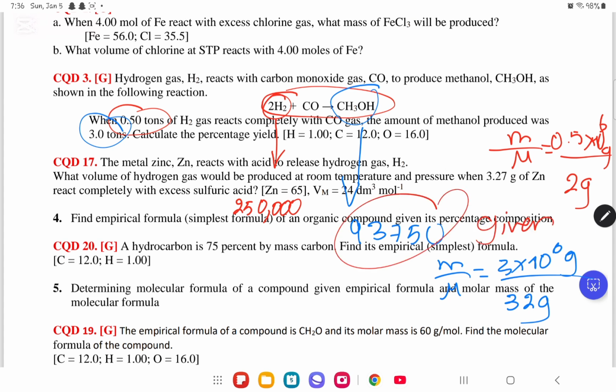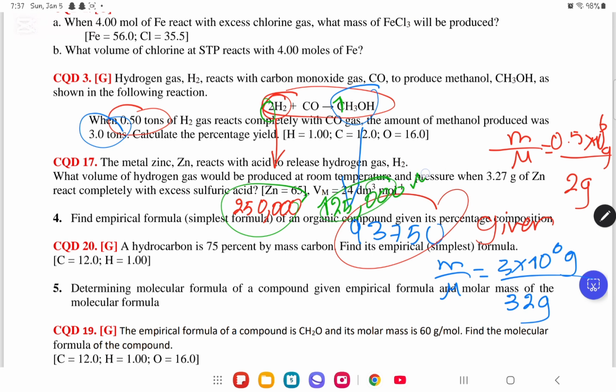Now, we said that there is the given yield, which is this over here. This is our given yield versus the maximum yield. How do we find the maximum yield? Very simply, we apply stoichiometry. If 2 moles of H2 gave us 250,000 moles, how much will 1 mole of CH3OH give us? You do the stoichiometry, and you get 250,000 divided by 2, which leads us to 125,000.